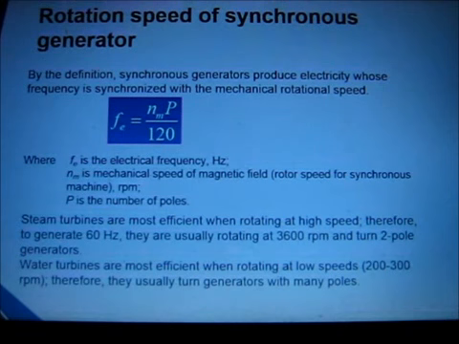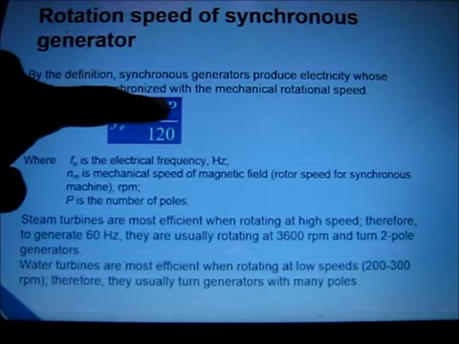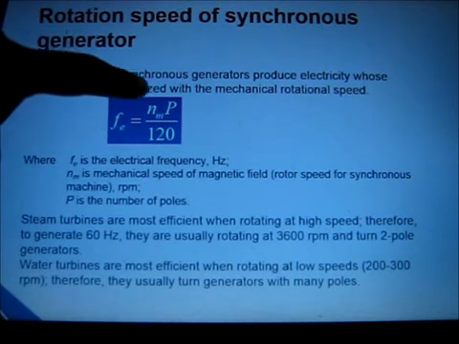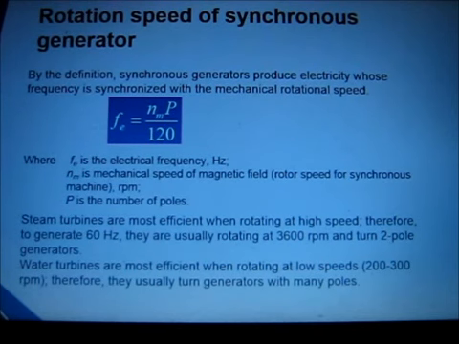We have seen several turbines which rotate at very high speed. Therefore, to generate 60 Hz, they are usually rotating at 3600 RPM and turn 2-pole generators. Water turbines are most efficient when rotating at low speeds. Therefore, they usually turn generators with many poles. So these are various applications of this formula. Whenever the number of poles increases, we get a smaller speed, like that of water turbines. Whenever the number of poles decreases, the speed is very high, as used in steam turbines.